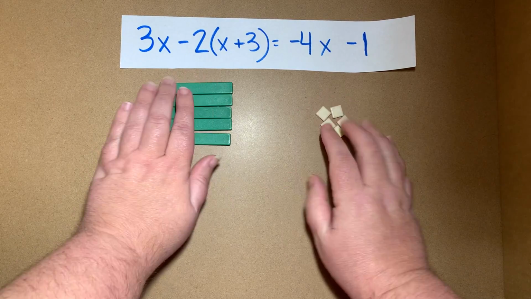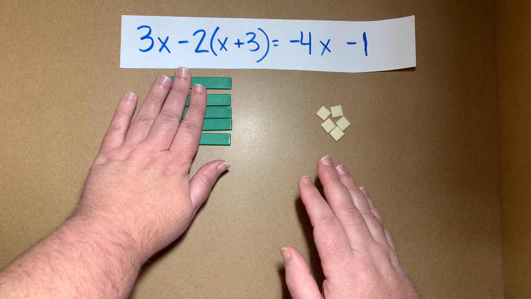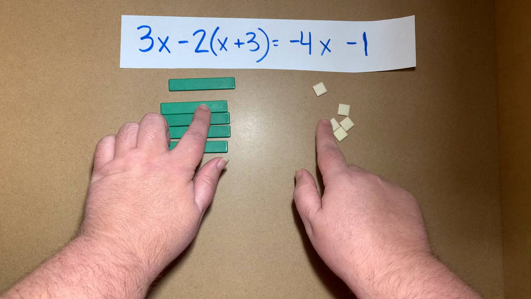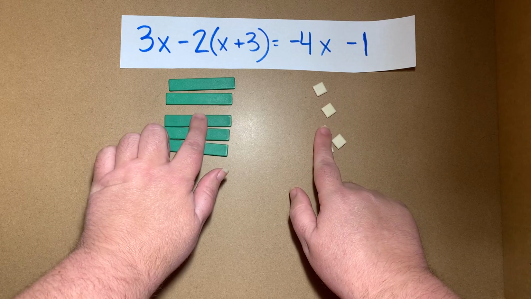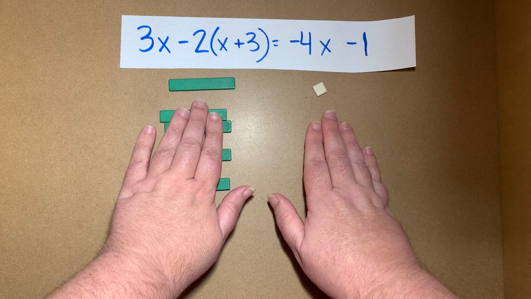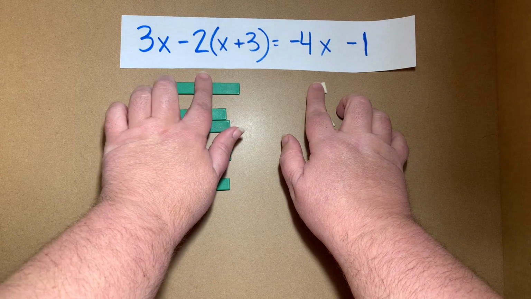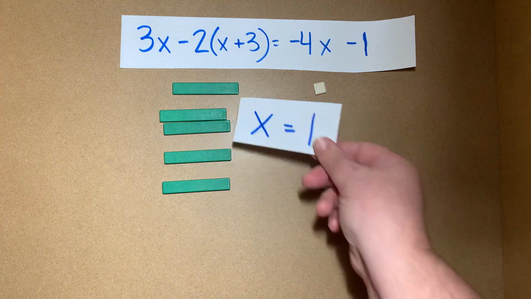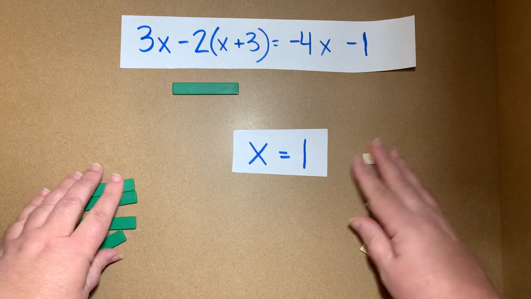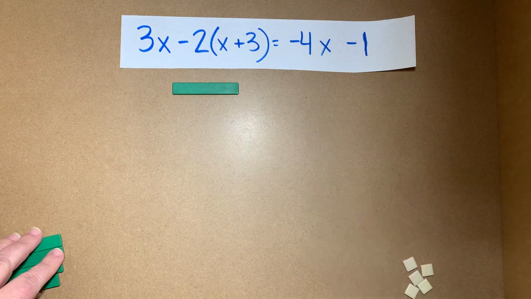So the final step is to divide each side into equal groups. So we can make 5 equal groups, and that leaves us with x being equal to 1. So let's set this up again and see if we can solve it in a different way.